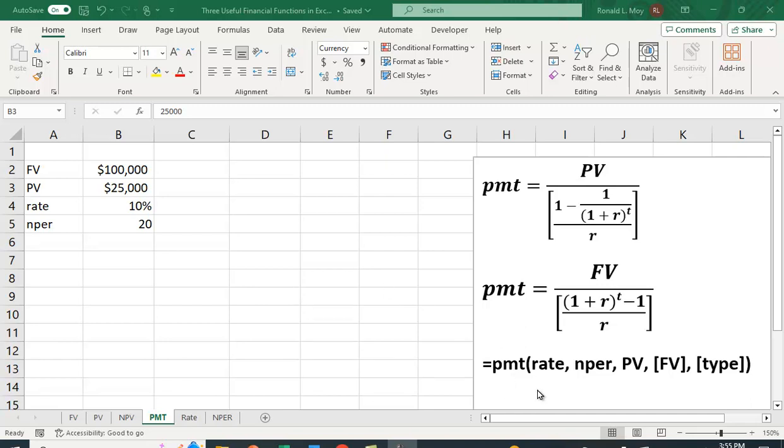The beauty of the PMT function is it's the same function for PV and FV. You just put in different values. You put in the rate, number of periods, the PV. If you're just doing PV, you won't have an FV. And the type, 0 is for an ordinary annuity. That's what this formula is. And 1 is for an annuity due.